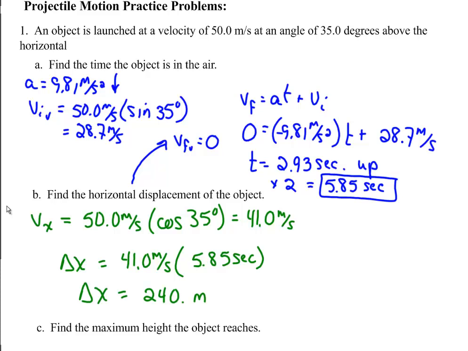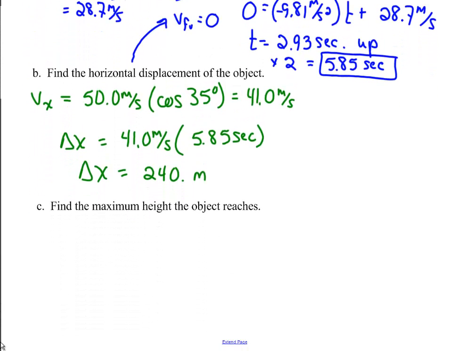And finally, let's look at how high this thing goes, the maximum vertical displacement. So that's delta y. It accelerates in the vertical direction, so I have to have acceleration in my equation. I know its initial velocity in the vertical direction. I know how long it takes to go up. I also know that at the top of its path, its velocity vertically is 0. So I'm going to pick a kinematic equation that involves time, initial velocity, and acceleration.